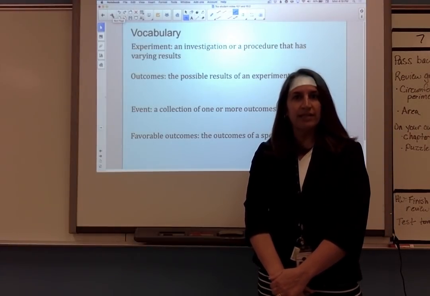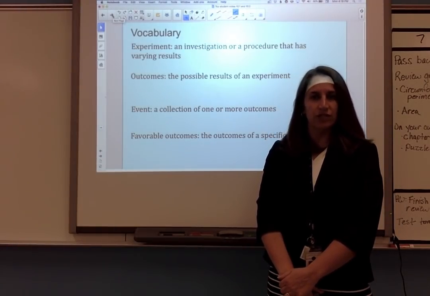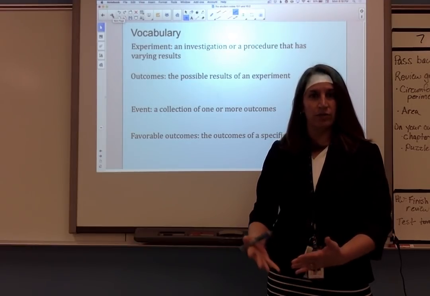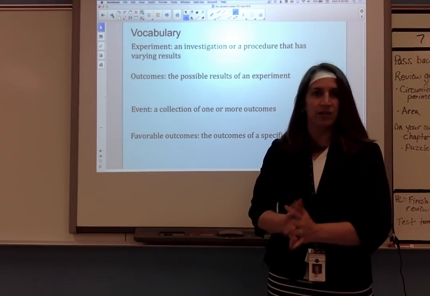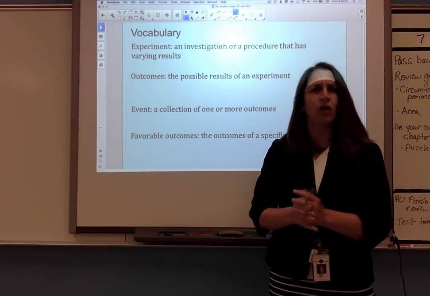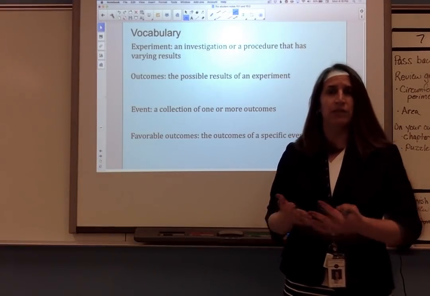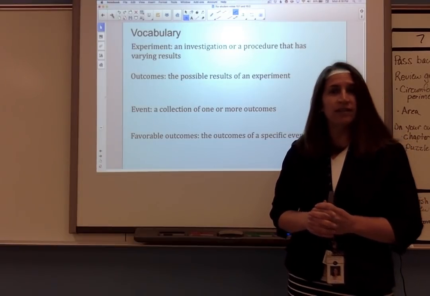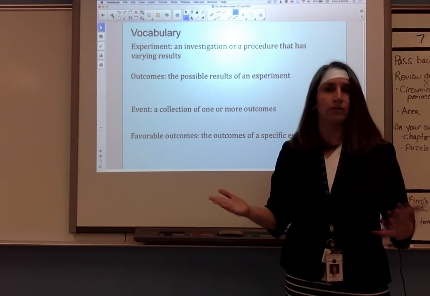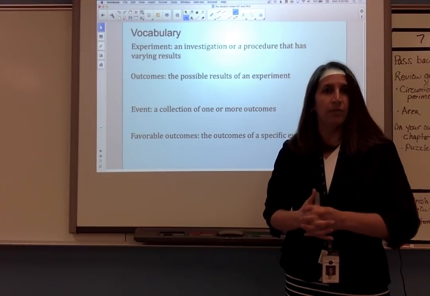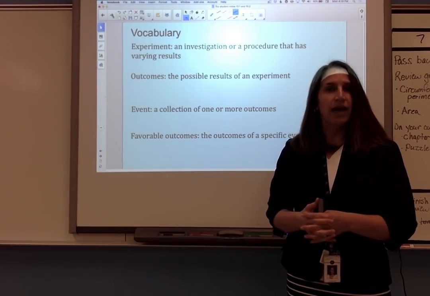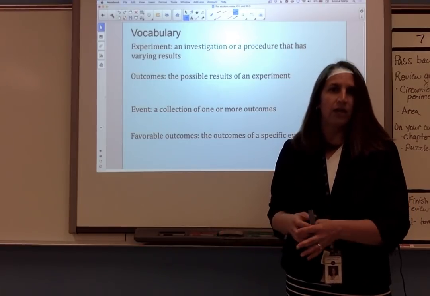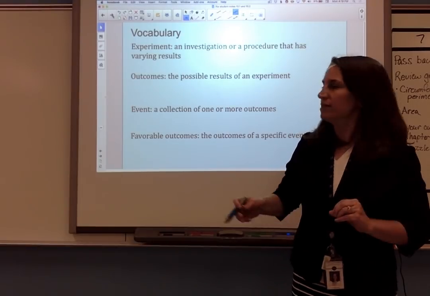An experiment is an investigation or a procedure that has varying results. So the results might be different one time you do the experiment compared to the next time you do the experiment. Outcomes are all of the possible results of an experiment, so the different ways that the experiment could end. And then an event is a collection of one or more outcomes, so some different ways that the experiment could go. And then favorable outcomes are the outcomes of a specific event. So we'll look at some examples of what this means.